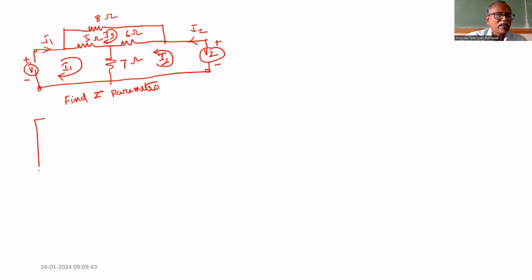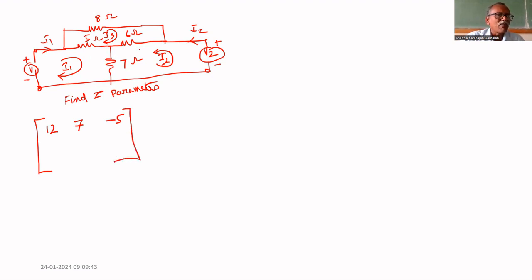Consider loop 1. The sum of all resistances in loop 1 is 12. What is common to loop 1 and loop 2? 7. What is the direction of current? I1 and I2 are in the same direction in the 7 ohm, that's why plus 7. What is common to loop 1 and loop 3? 5 ohm. I1 goes this way, I3 goes this way, opposite. That's why minus 5.